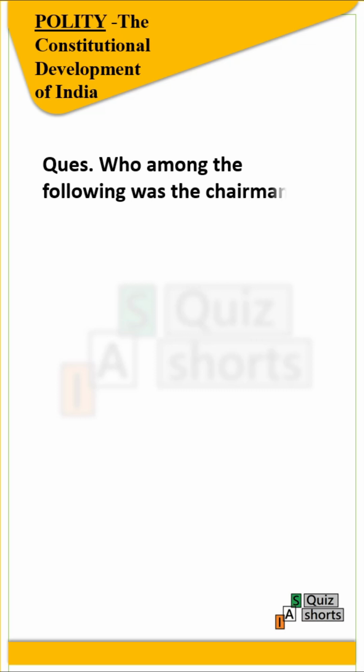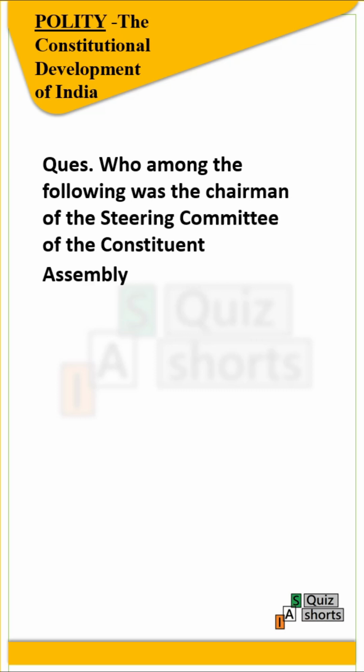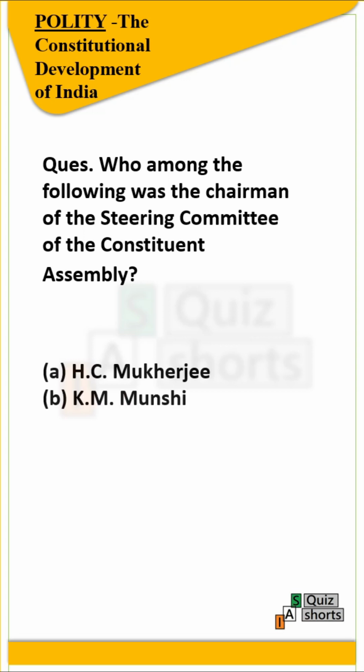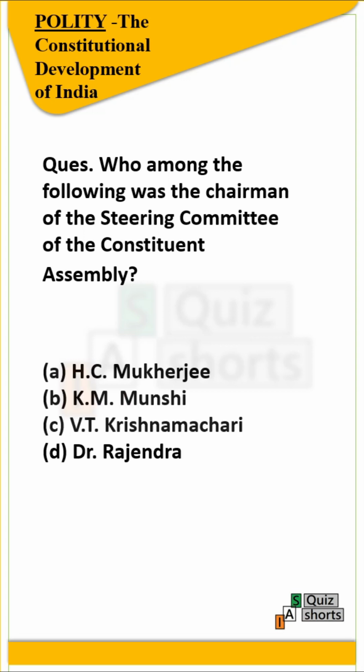Who among the following was the chairman of the steering committee of the Constituent Assembly? Option A H.C. Mukherjee, option B K.M. Munshi, option C V.T. Krishnamachari, option D Rajendra Prasad. Answer is option D Dr. Rajendra Prasad.